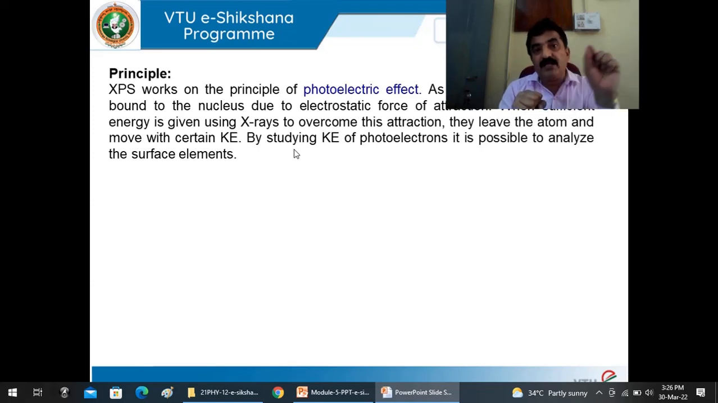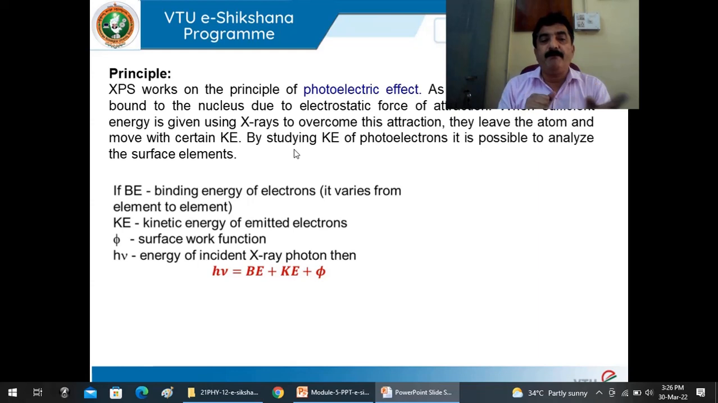By studying the kinetic energy of the emitted electrons, it is possible to analyze the surface elements. So I hope you understood. With the help of X-ray, you supply energy to the substance and knock out the electrons. Thus, the removed electrons move with certain velocity. So study that kinetic energy part, then you can know what type of material, what type of impurity, what type of extra element is present in the given sample.